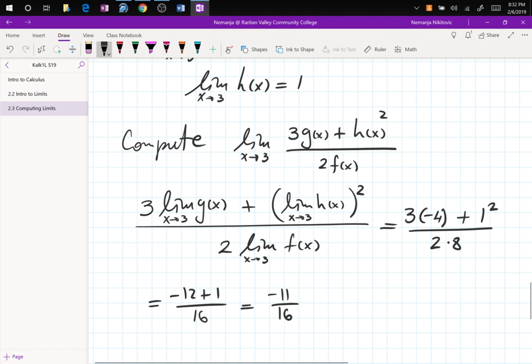These limit laws will be used later. You're not going to use them, I think, anywhere in chapter 2. But in chapter 3, they're going to pop up at one particular spot. So, you know, it's good to have them.